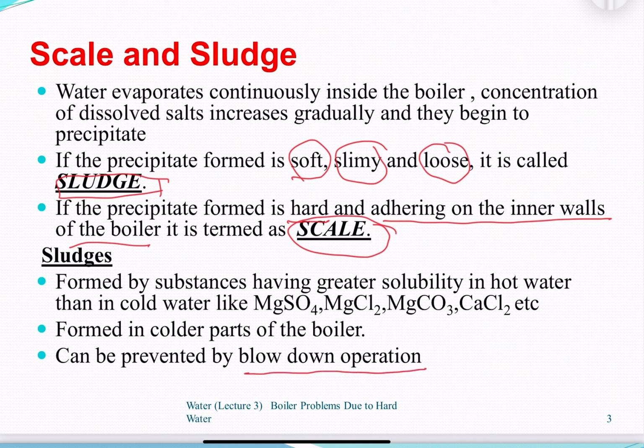Now this is a technical term. What is meant by blow down operation? In blow down operation, when a lot of precipitate collects, like you must have seen when you keep on boiling water, you can see a lot of precipitate around. So what we do is we just remove that water and we put fresh water in it. That process is called blow down operation and it is one of the methods for removing sludges from boilers.